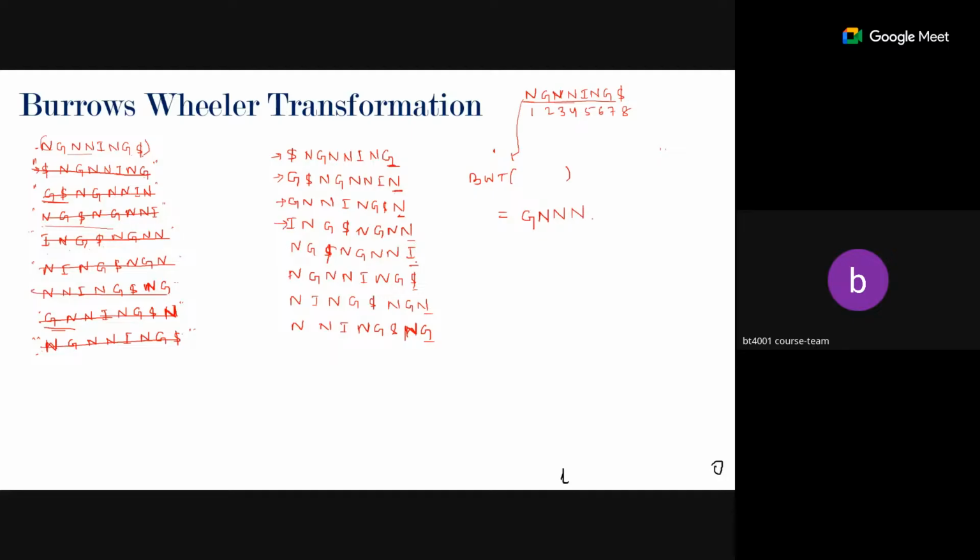Then we have the last character of this string is I. Then the last character of this string is dollar. Then the last character of this string is N. Last character of the last string is G. Okay. So whatever string you obtain, this is the Burrows-Wheeler transformation of the original string. This is basically an encoding of the original string.